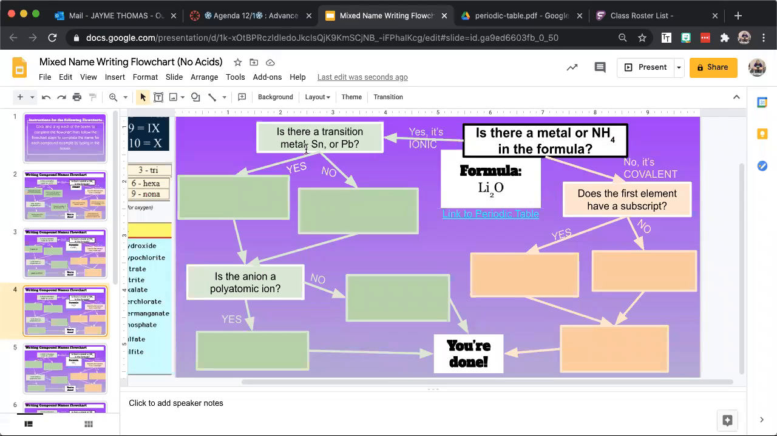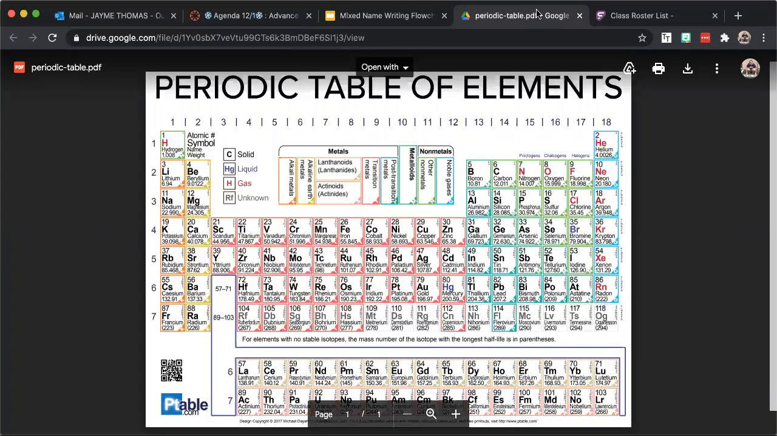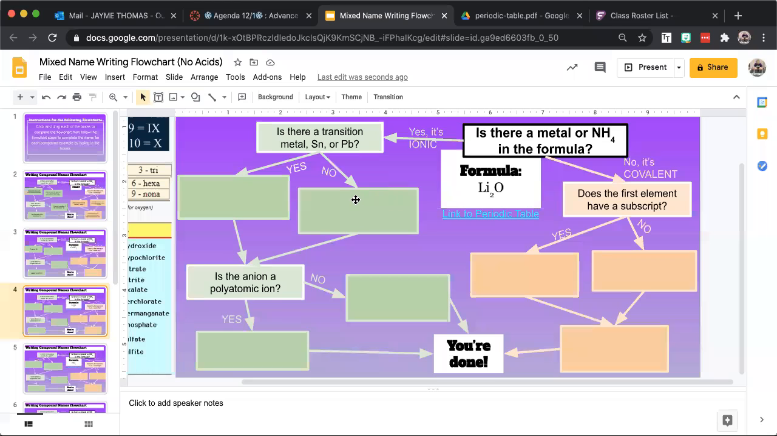So then the next question is, is it a transition metal? We know it's not tin or lead because it's Li, which is lithium. So is lithium a transition metal? If we look at our periodic table, is lithium in the transition metal groups? It is not. Thank you, Layla and Camila both. And so that means that it doesn't need a Roman numeral. So this is going to be easier than the last one because we're not going to have to do that weird calculation thing. So I'm going to say no here.